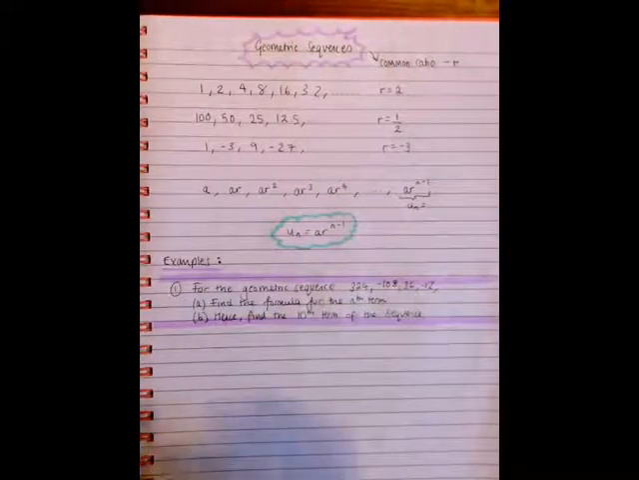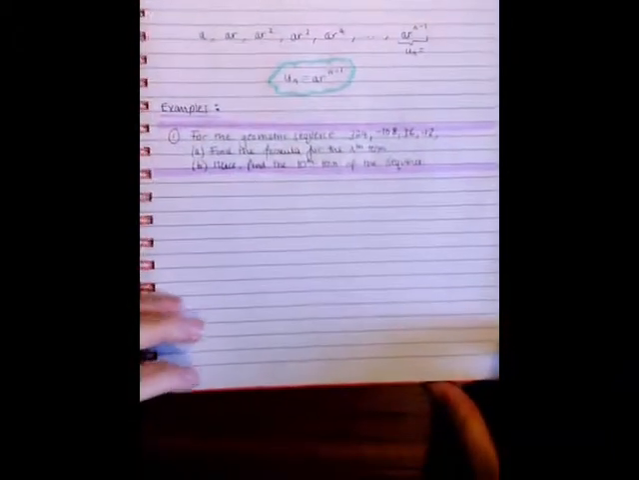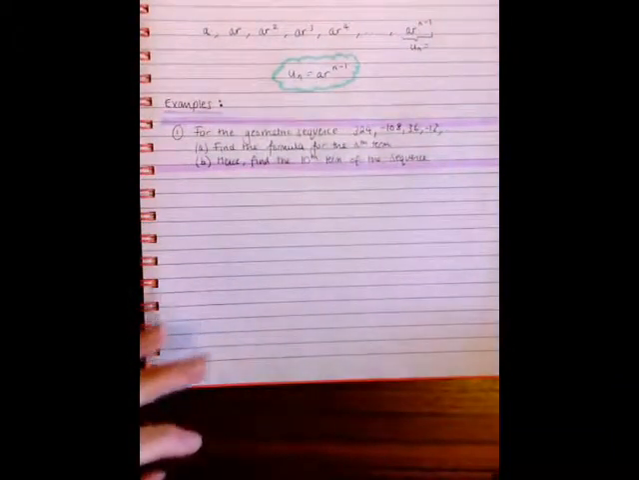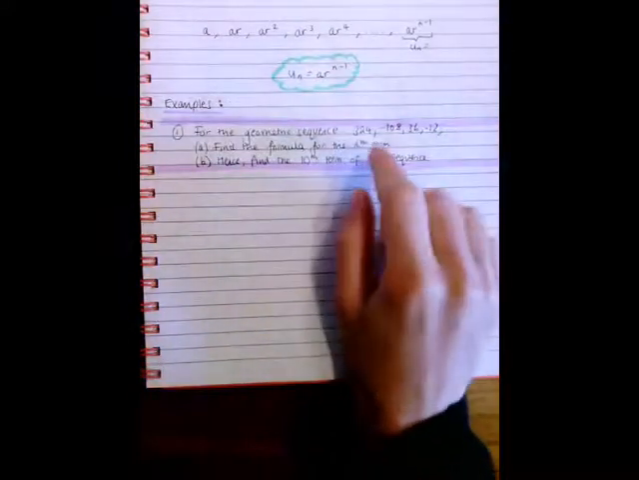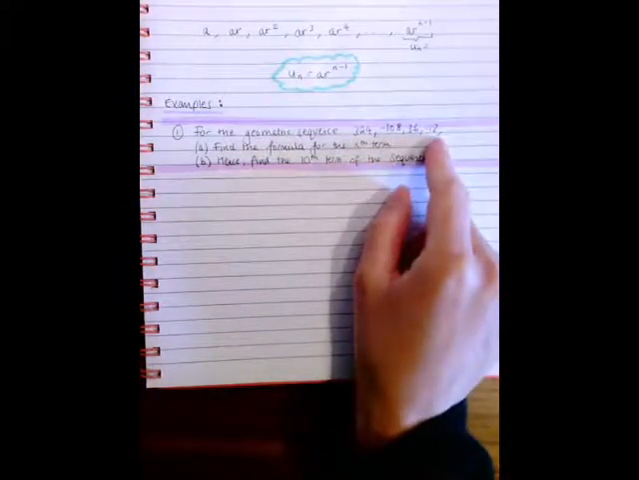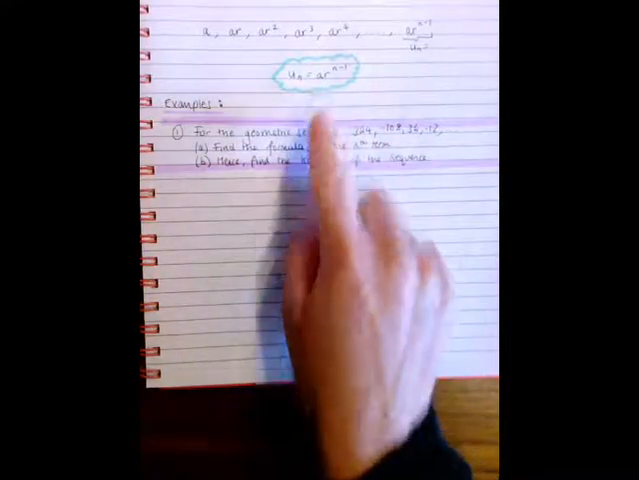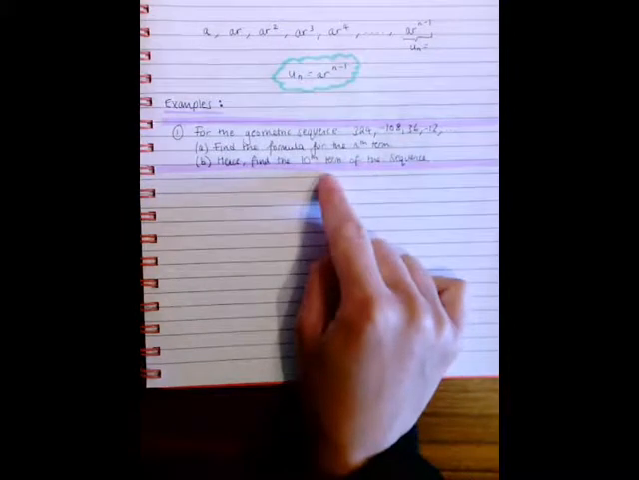I've written down the examples today, so you might want to pause the video in between so you can copy them down and then do them with me. So, first example says for the geometric sequence 324, -108, 36, -12, and so on, find the formula for the nth term, and hence find the 10th term of the sequence.